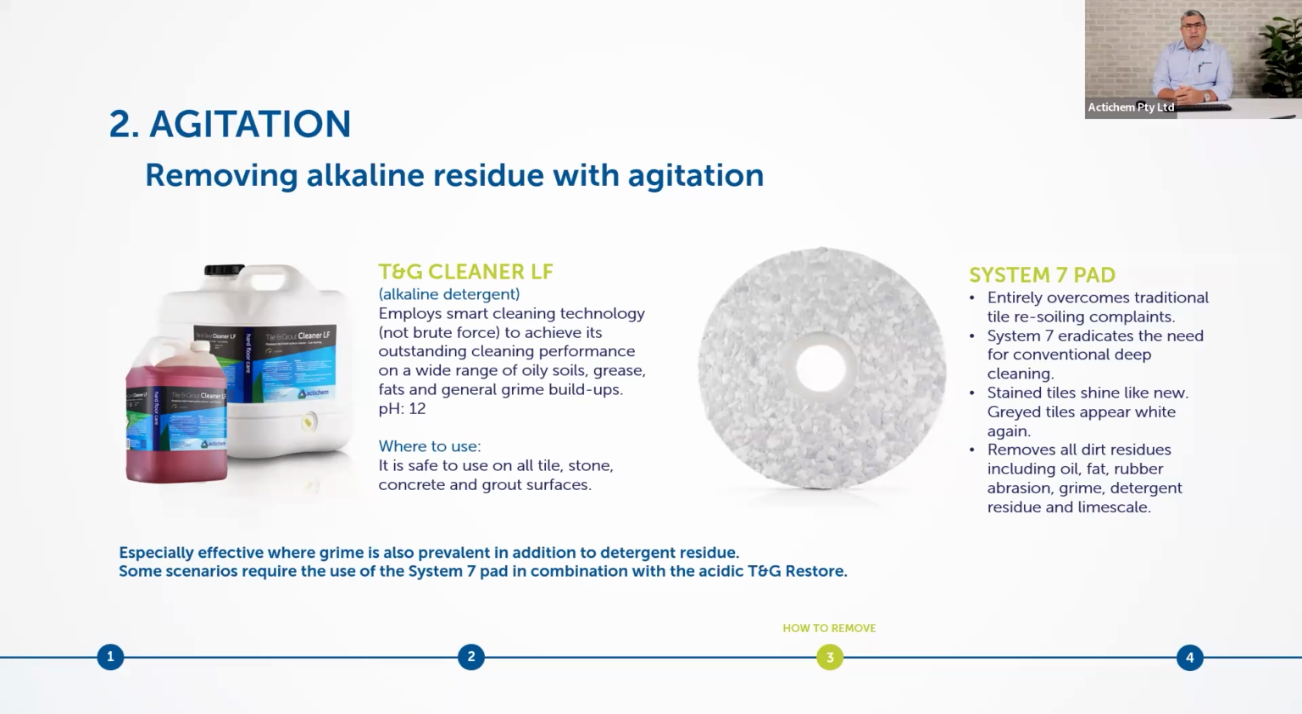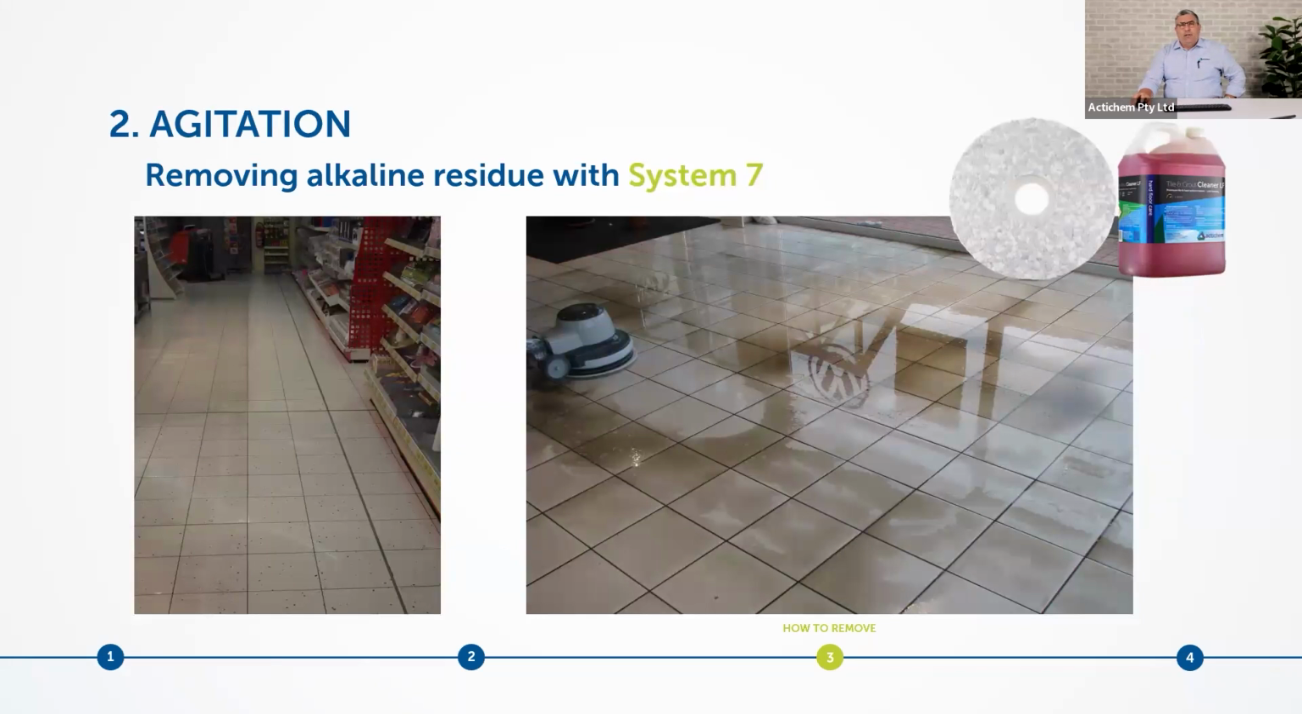This works incredibly in areas such as pool surrounds. And wherever you sit in a situation where the TNG Cleaner LF is not working as well as you would expect with the System 7 pad, swap the chemistry over to the acidic TNG Restore and you'll be sure of good success with it. So be a bit flexible, but the TNG Cleaner LF, the way that it's designed to be used with the System 7 pad, but bear in mind what we've just referred to on the TNG Restore. So we've got a couple of examples there using the System 7 pad.